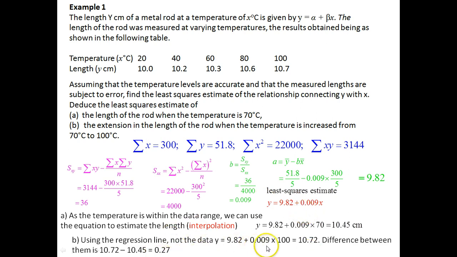So for 100, we get a value from the equation of 10.72. And then the difference between the 100 and the 70, take them away and we get 0.27 centimeters as the increase in length between those two temperatures. So once you've done your equation, you use that to estimate any lengths that you want to find.